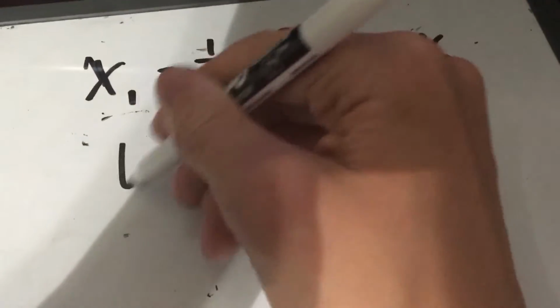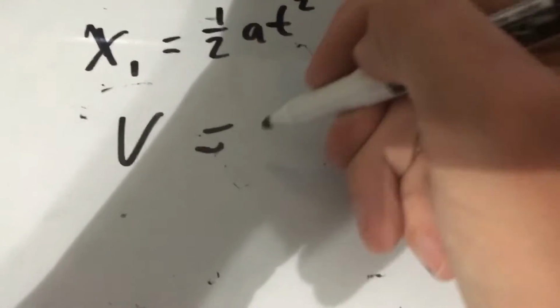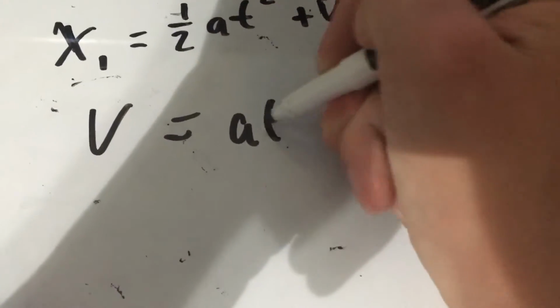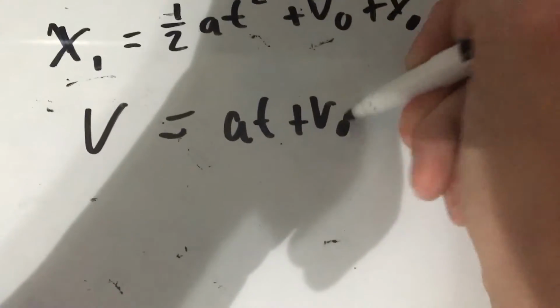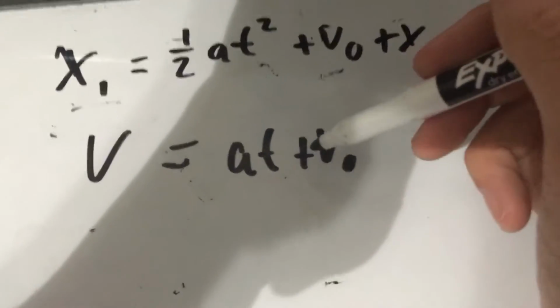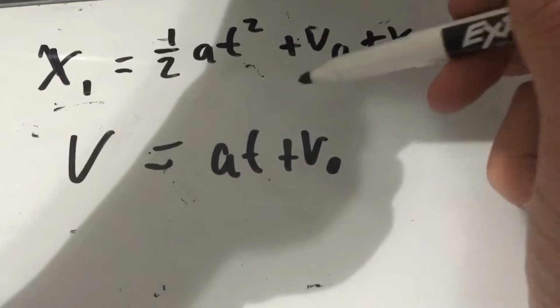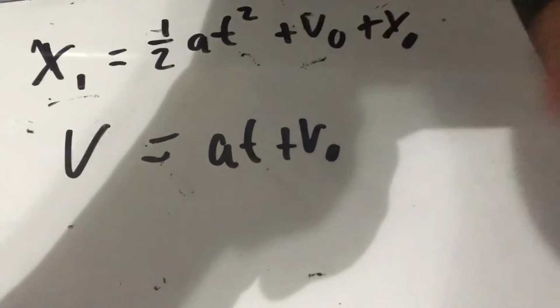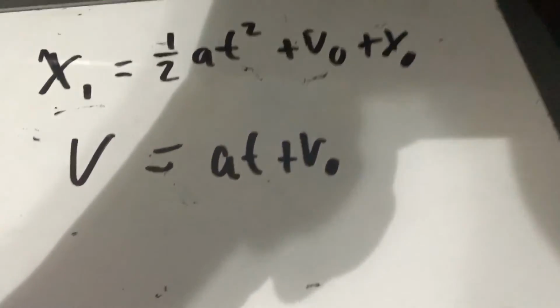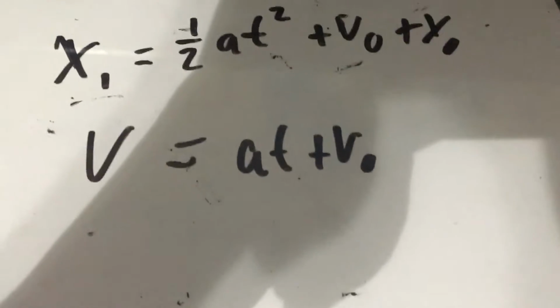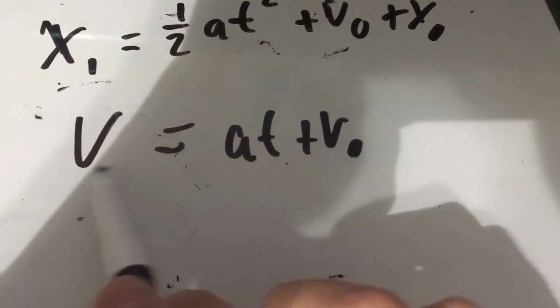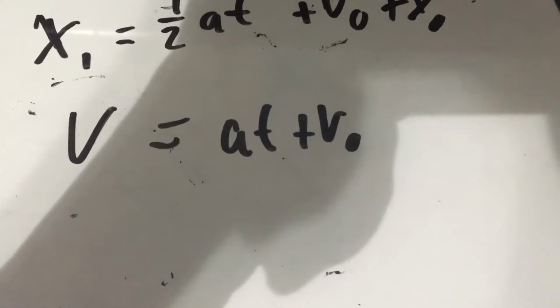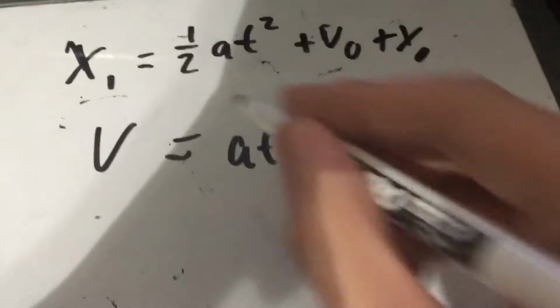And then our next equation is velocity equals acceleration times time plus initial velocity. This one is pretty simple if you just look at what variables you're using, because if you notice there's no displacement. So this is just finding one of these when you're not given an x or displacement value.